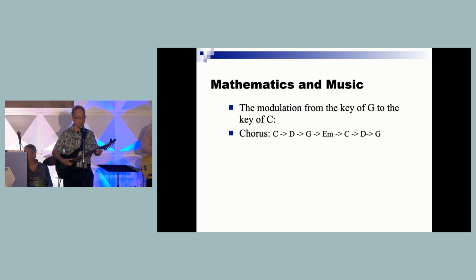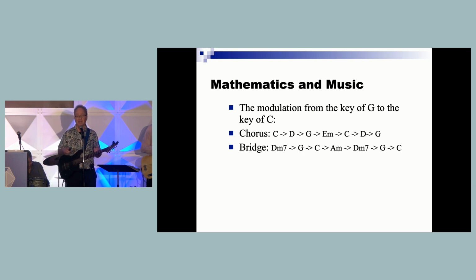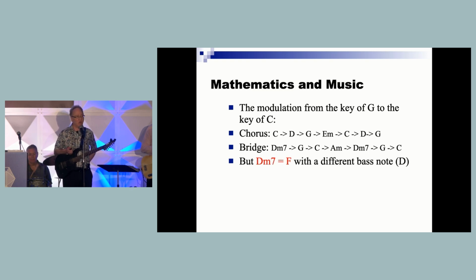So the chorus goes C to D to G to E minor, C to D to G. The bridge is D minor 7 to G to C to A minor, D minor 7 to G to C. In the chorus, each chord lasts 2 beats. In the bridge, they last 4 beats. So the chords, how do they make sense?